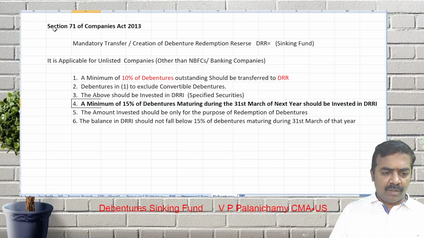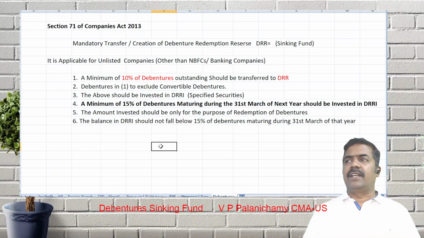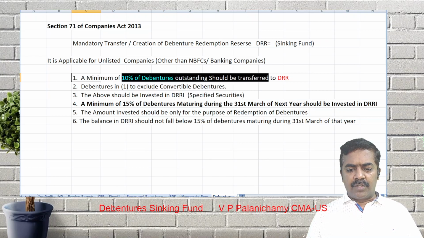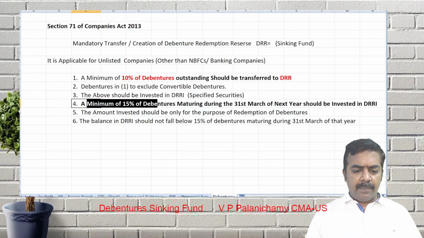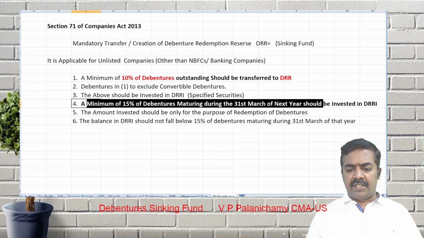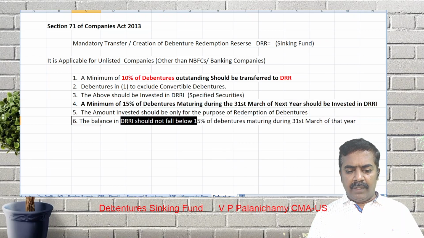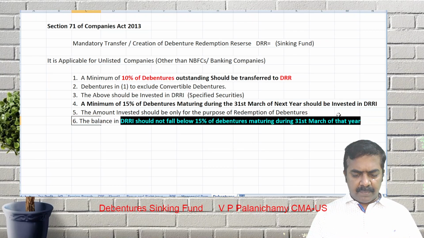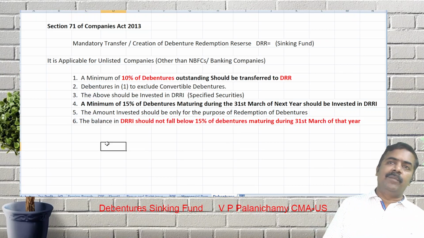Now, note these points, then we will proceed. We'll apply them in a question so that you will understand better. Keep in mind, a minimum of 10% of debentures outstanding should be transferred to DRR. Then a minimum of 15% of debentures maturing before 31st March of the next year should be kept invested in DRRI. DRRI should not fall below 15% of debentures maturing within 31st March of that year. These are all minimum conditions only. The actual amount can be more than the minimum.